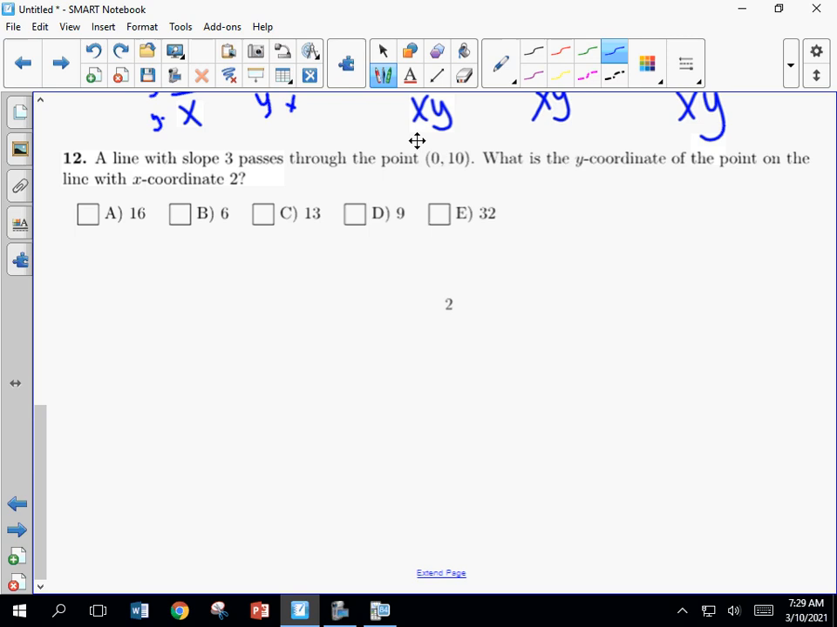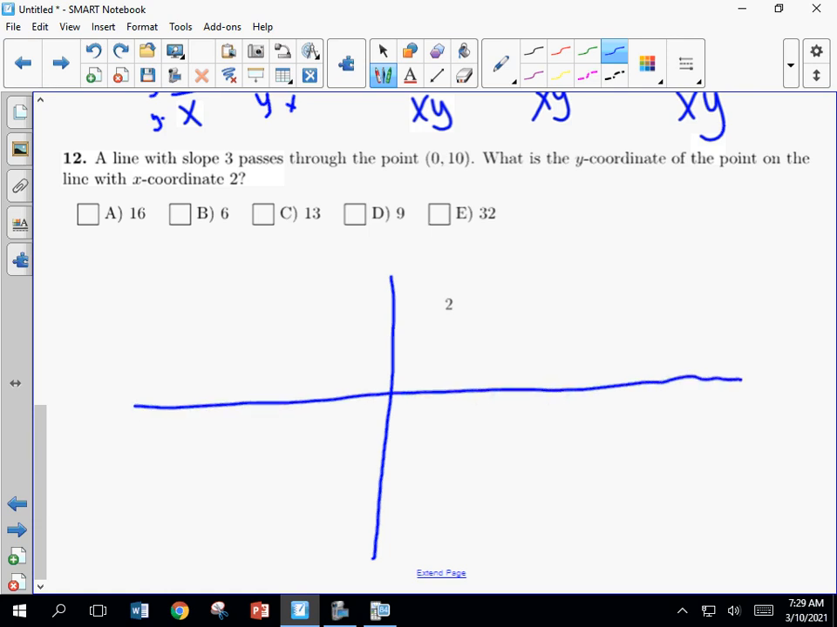All right, so I'm going to do this one a little different. You can do this with an equation, but I'll be honest with you, you're probably not going to remember how to do the equation. So what I'm going to do is graph this point. 1, 2, 3, 4, 5, 6, 7, 8, 9, 10. So this point, 0, 10. You go over 0, up 10. So it's right there.